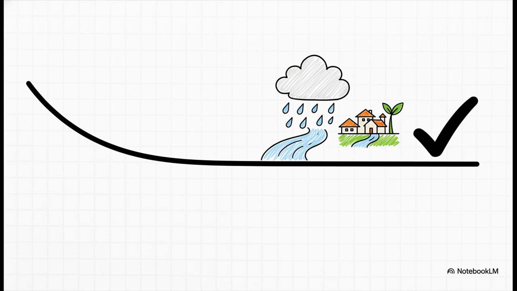And finally, we land safely at the bottom with the resolution. The conflict is totally solved. In our story, it starts to rain, the village gets its water back, and the mystery of the water thief is solved for good. A completely satisfying ending. See? Simple, right? Every great story has a map just like this one.